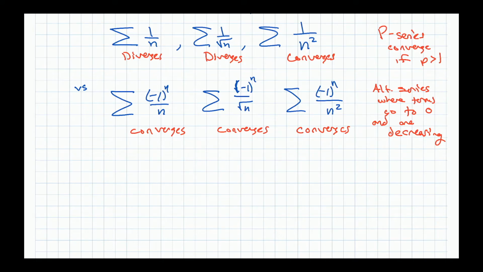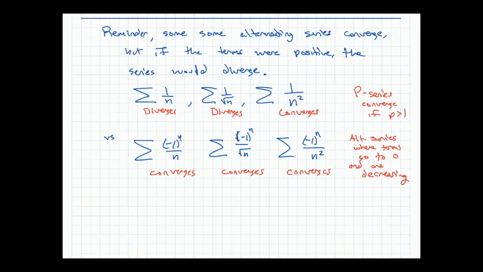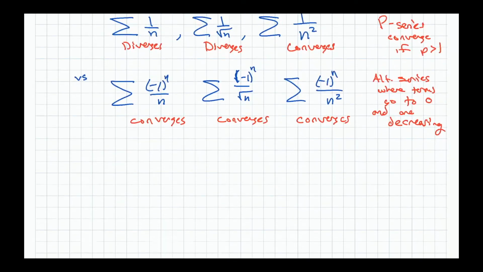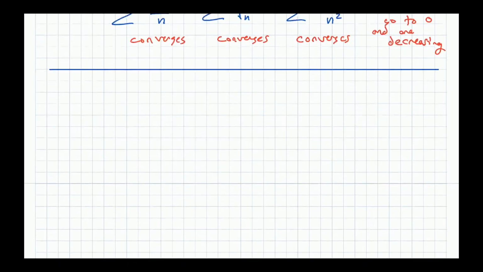Okay, and so that's the kind of thing that you want to notice, that basically your alternating series, if they're going to go to 0, are probably just going to be convergent. And if you've got P series, then you just decide based on whatever the P series is. Okay, I just wanted to remind you of this before we did any problems here. All right, now let's do a real problem.